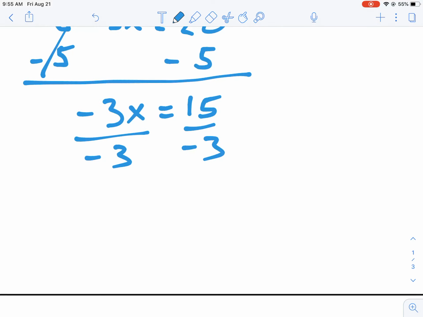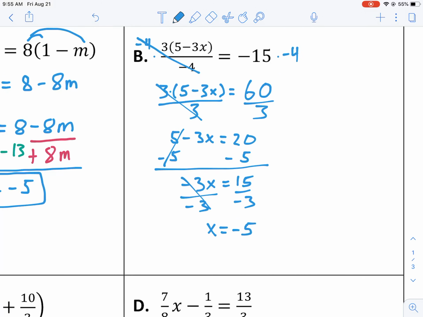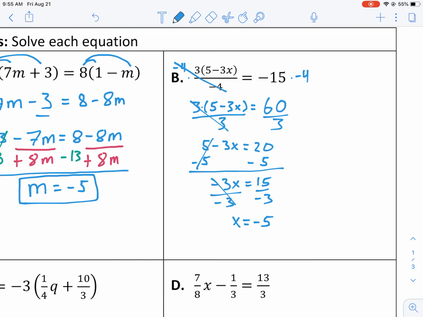Divide by negative 3. These negative 3's cancel out, and we get x equals negative 5, and that's our final answer. So it doesn't matter which step you do when you're here, all right? If you did distribute that out, you should get the same answer. So we got x equals negative 5.